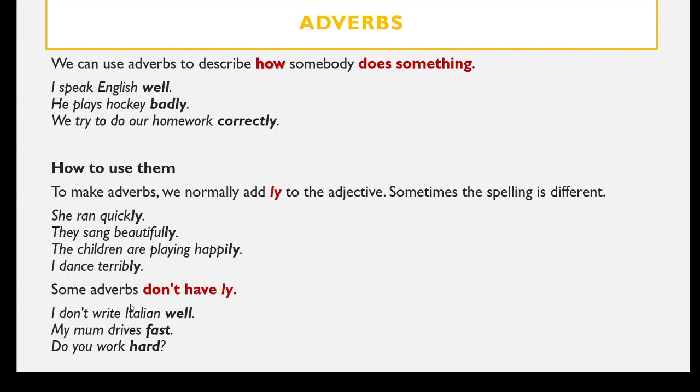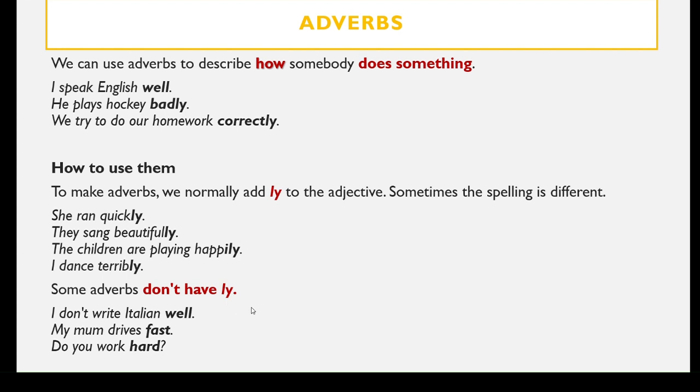I don't write Italian well. Well is the changed word for the word good. My mom drives fast. We cannot say fastly. It doesn't sound right. Do you work hard? We cannot say hardly because it's also wrong.